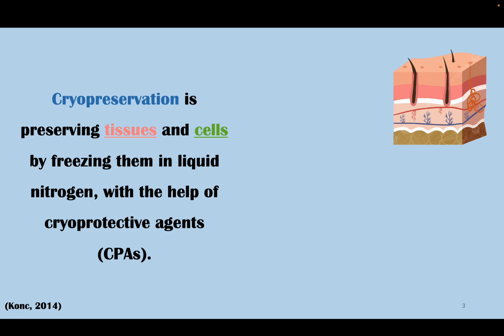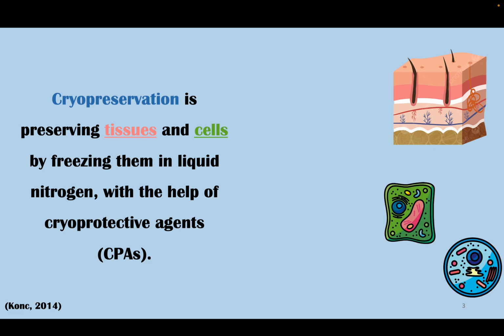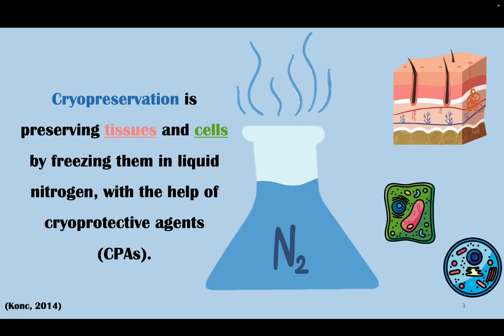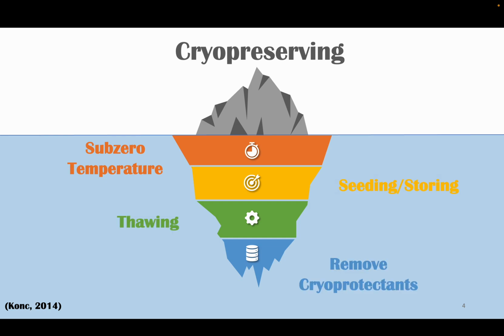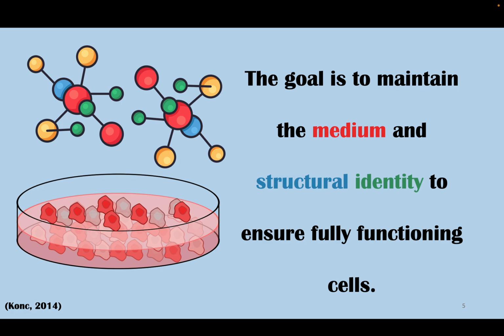Cryopreservation is preserving tissues and cells by freezing them in liquid nitrogen with the help of cryoprotective agents. When cryopreserving, the temperature is brought down to sub-zero. The item is sealed and stored, and when needed, it is thawed out and cryoprotectants are removed. The goal is to maintain the medium and structural identity to ensure fully functioning cells.